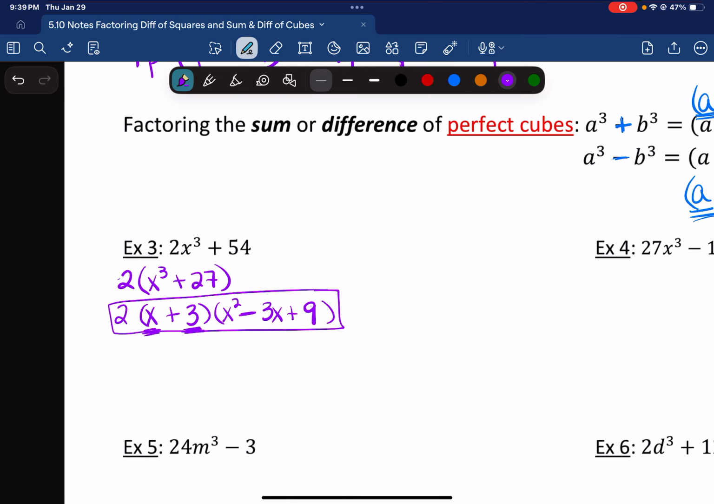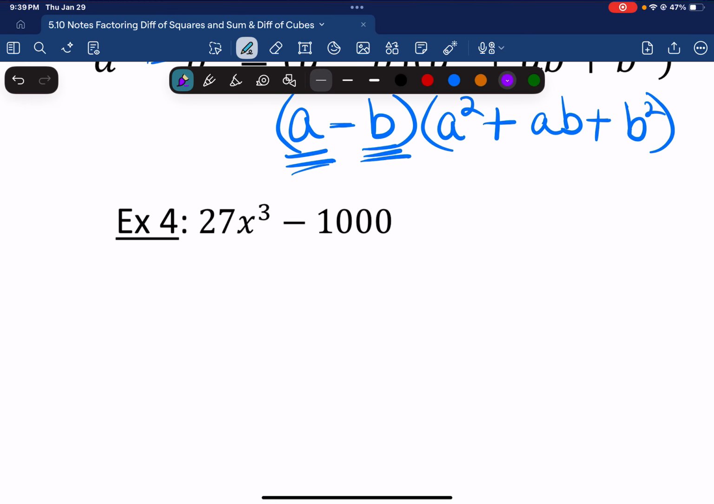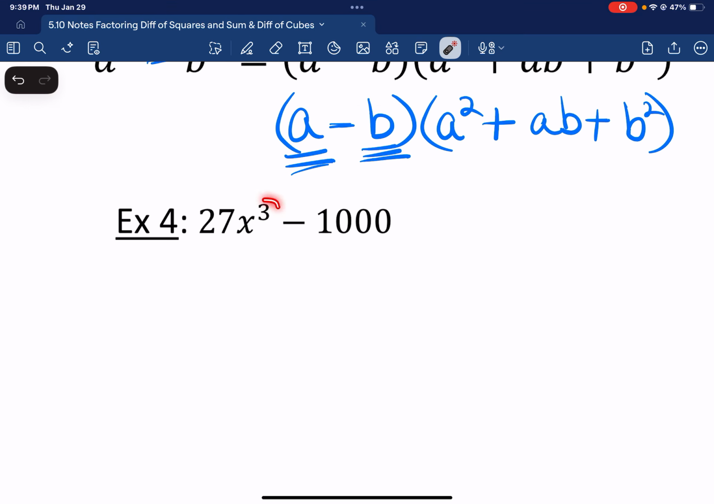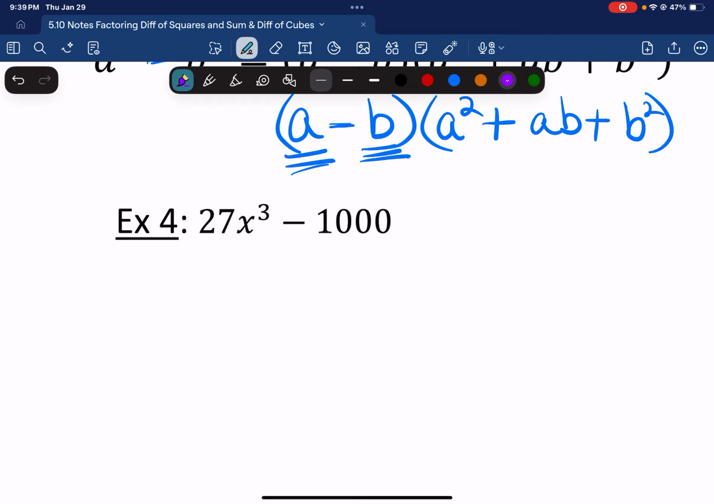Okay, let's try again. Example 4. We have 27x to the third power minus 1,000. Well, I look and I see this x to the third power helps me to clue in that it's probably the difference of perfect cubes. So is 27 a perfect cube? Yes, it's 3 to the third power. What about this 1,000? Is it a perfect cube? Yes, it's 10 to the third power. So let's break this down.